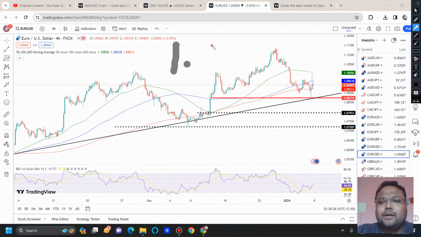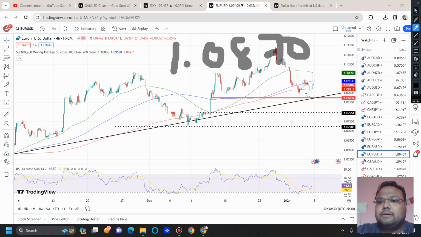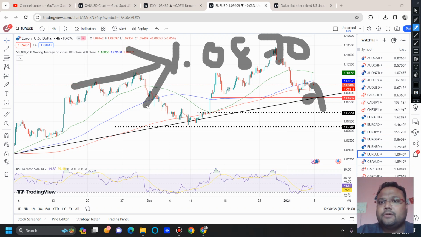First of all, 1.0870. The market has tested this level, and this is also a trend line here. So if the market breaks 1.0870, we can expect that the market will be going down.